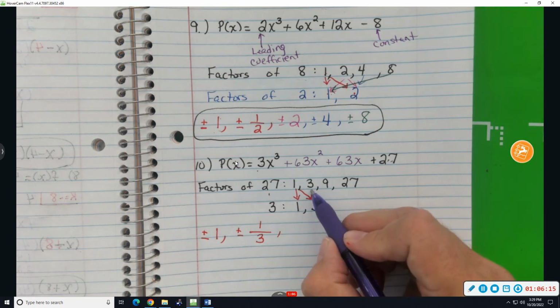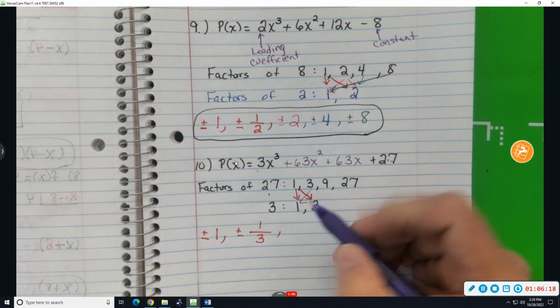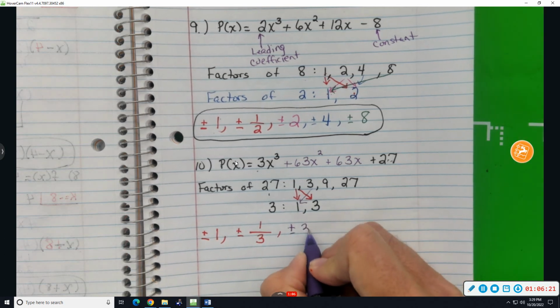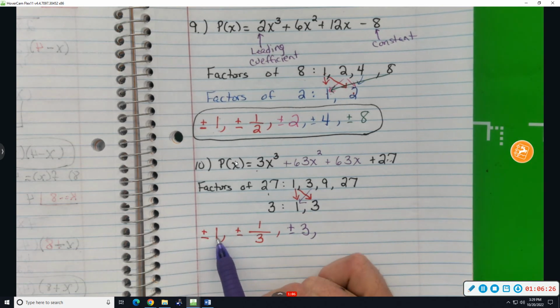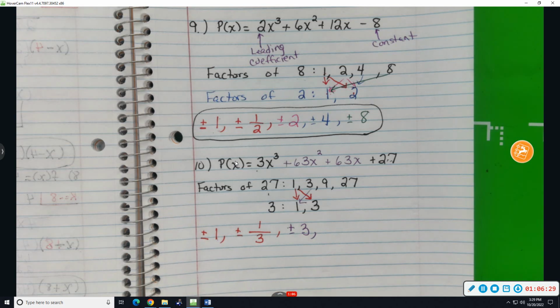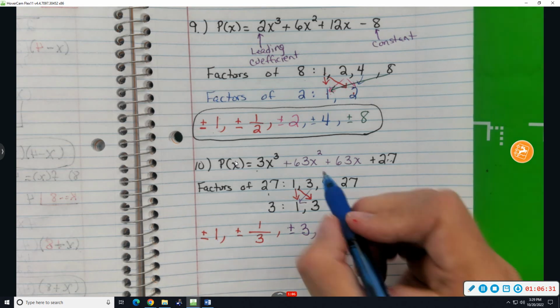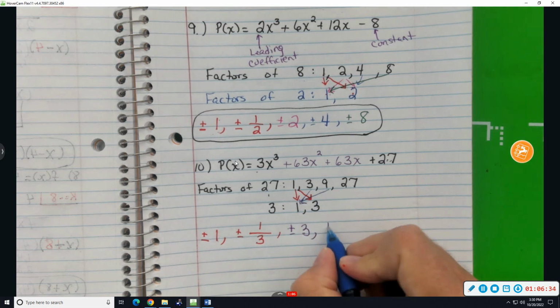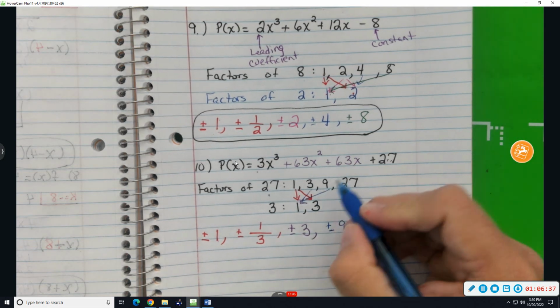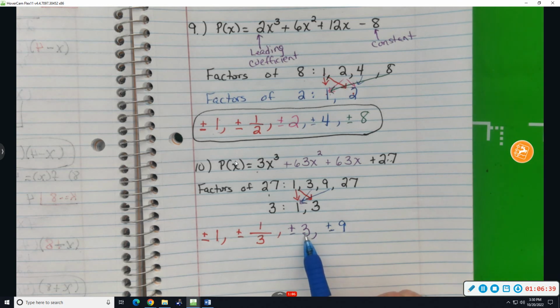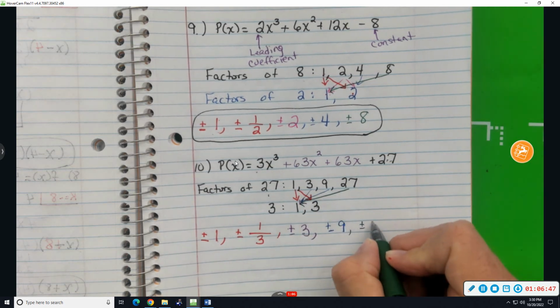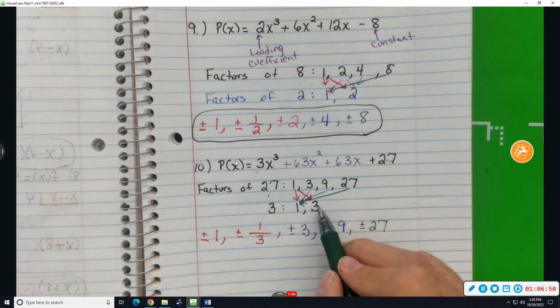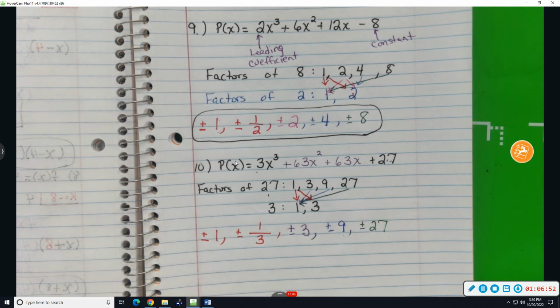Then what are the next ones? 3/1 is just 3. 3/3 is 1, so we don't need it; it's already been listed. Then 9 and 27. 9/1 is 9. 9/3 we've already listed. 27/1 is 27. And 27/3 is 9.